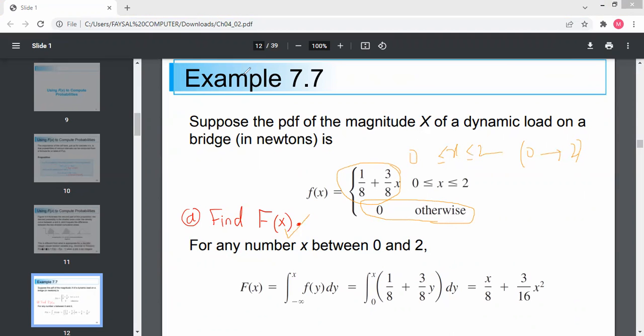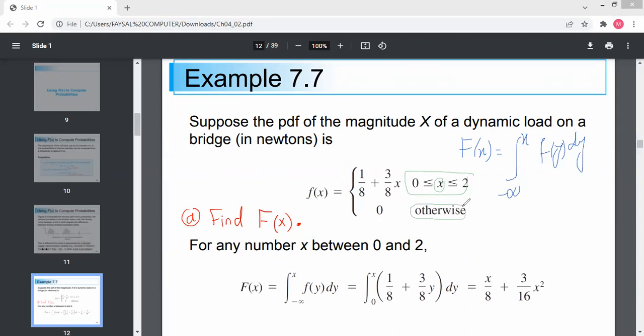So I have to take the integral. F of x will be the integral of f of y dy, having two limits. First limit is x and second limit is minus infinity. What is the first limit? First limit is x. And the second limit, negative infinity, is always the other limit. The other limit is basically shown as otherwise. Otherwise, the value is what?